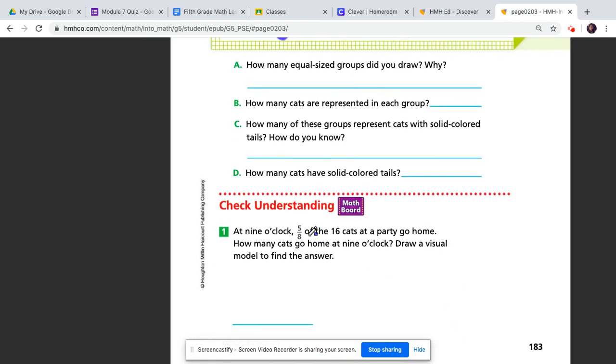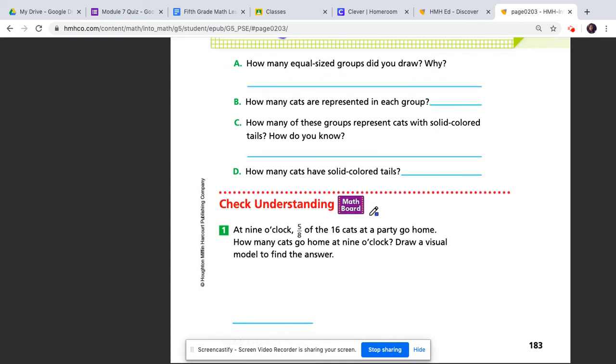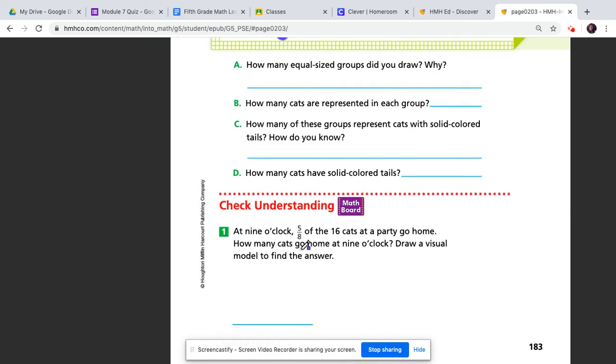And then finally, at 9 o'clock, 5/8 of the 16 cats at a party go home. Okay? So 5 out of these 8 go home. How many cats go home at 9 o'clock? Draw a visual model to find the answer. So you're going to, again, draw a visual model. Again, hint, you're going to have a group of 8. Okay? And there's 16 total cats. So you're going to have 8 different groups. And you're going to keep putting in cats equally into groups until you have 16 drawn out. So that, again, tells you that there's 2 cats in each group.